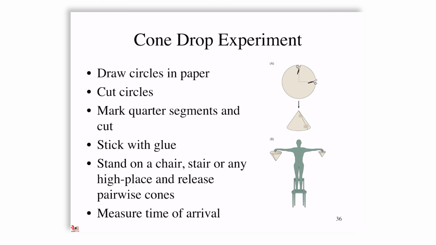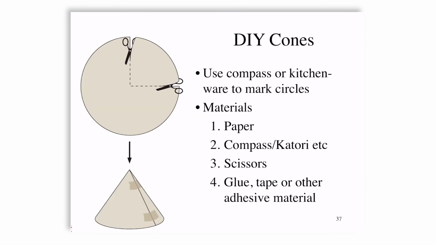For the experiment, instead of using a square, you can use a circle of paper. You can use your compass from the school geometry box, or a katori, vati, and cut circles. Mark quarter segments, cut. Stick with glue, stand on a chair, release. The point is to measure the time of arrival, as you remember. So the DIY cones, the do-it-yourself cones, use a compass or kitchenware to mark circles. Kitchenware can include katoris, larger vessels. It doesn't have to be 2 times as large. If you want to have a systematic effect, you can do this, but it just needs to be larger or smaller.